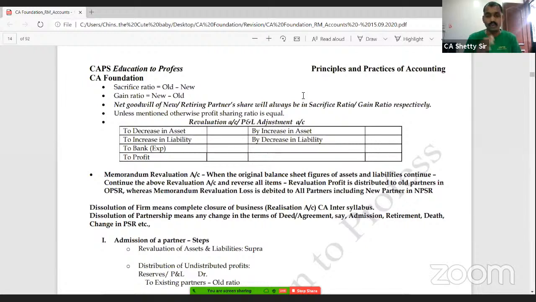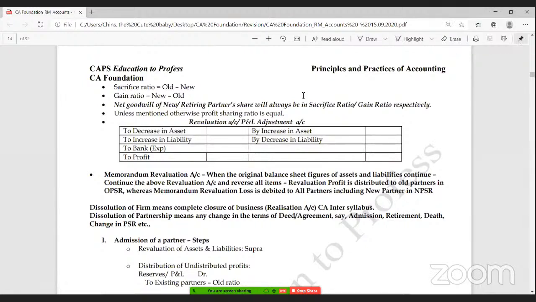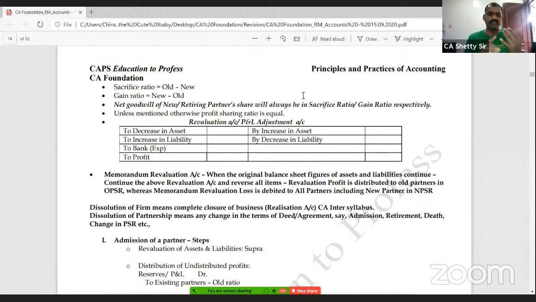What the accounting principle says is that till the date of admission, till the date of retirement, till the date of death, whatever the profit has been there, whether the revaluation profit or general reserve or P&L, it should belong only to the existing partners. This is the principle behind all the steps which I'm going to discuss subsequently. Next point.